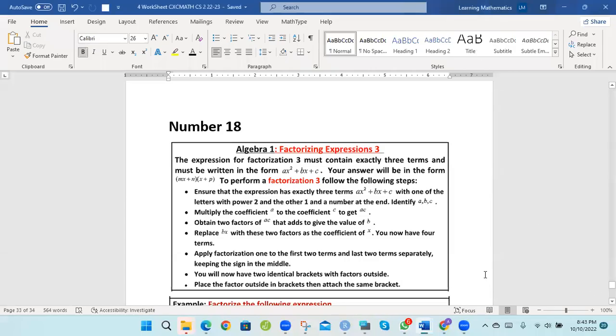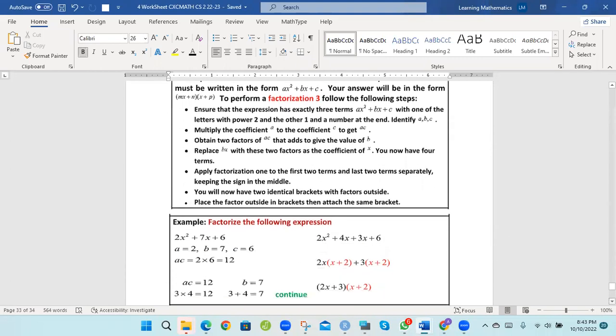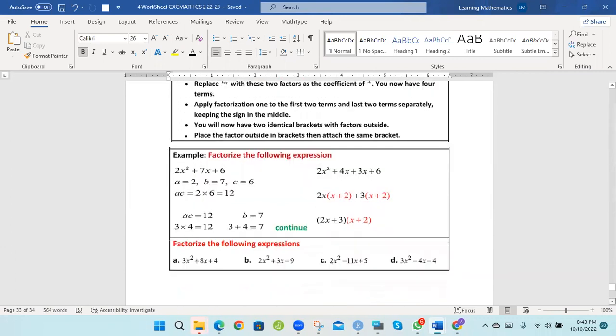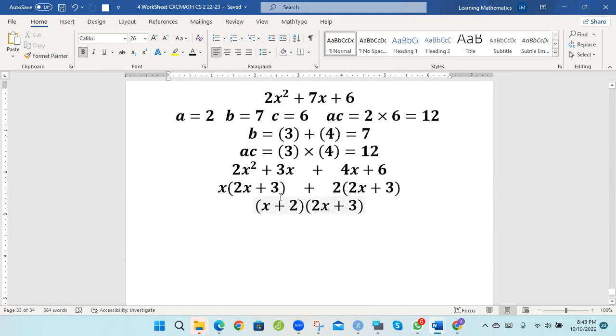So this was number 18. Now, before we go to number 19, which is factorizing expressions 4, I just want to give you an idea what factorizing expression 4 entails. That was my way of terming it, of labeling it. Probably I call it 4 because sometimes CXC give you 4 terms. And they tell you to factorize these 4 terms.